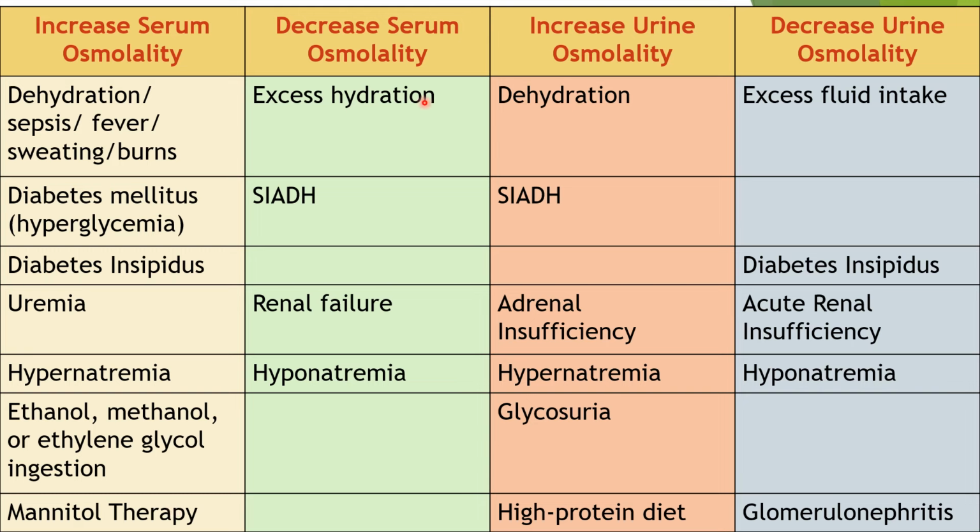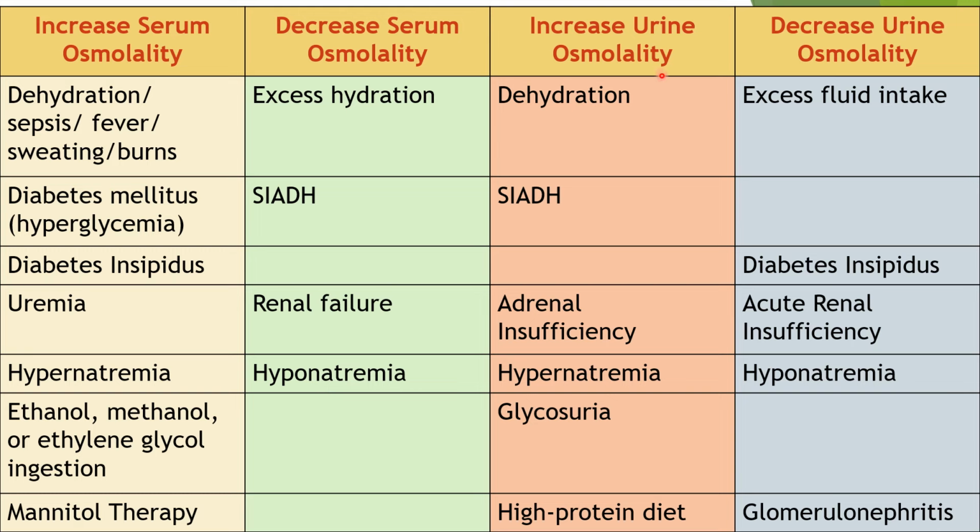Decreased serum osmolality happens if we are drinking more water, the osmolality will be decreased, the number of solute will be less. SIADH, syndrome of inappropriate antidiuretic hormone. In SIADH, more water is retained in our body and that will decrease the serum osmolality. In renal failure also more water is retained in our body.